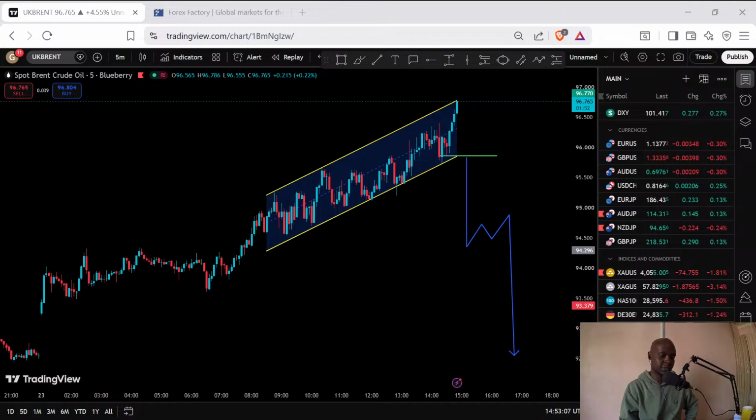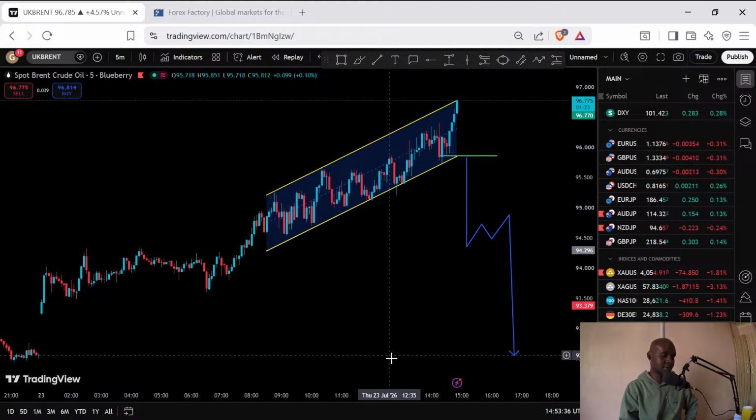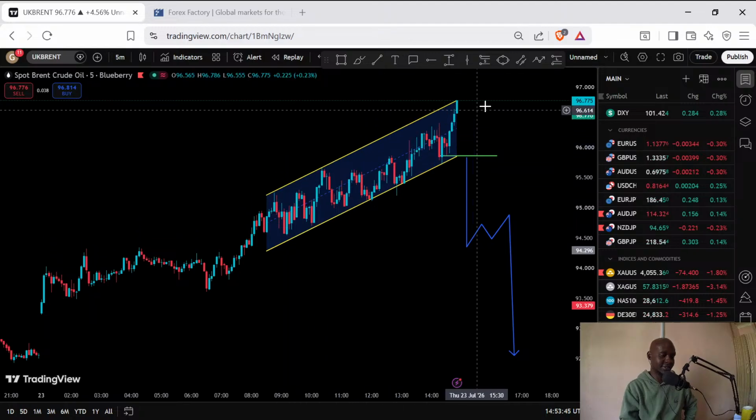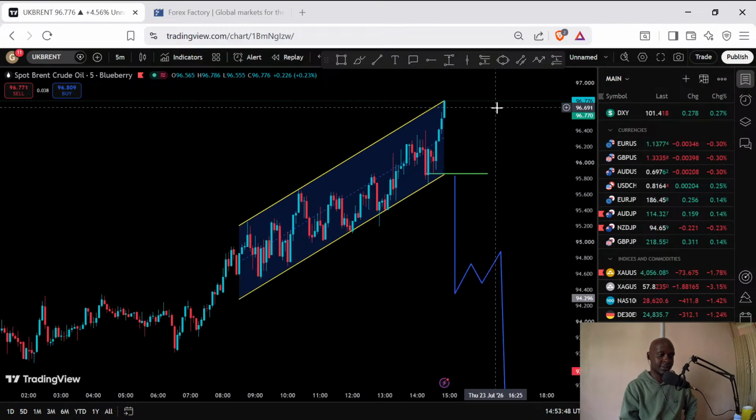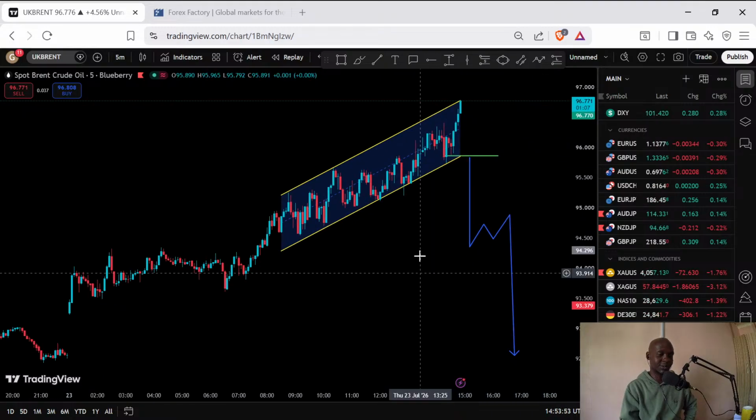You still have to be patient with crude. You still have buyers in the market. Now that we've touched this upper trend line, you might get the reaction. But I don't trade like that. That is just some knowledge from the previous community I was on back in 2021.